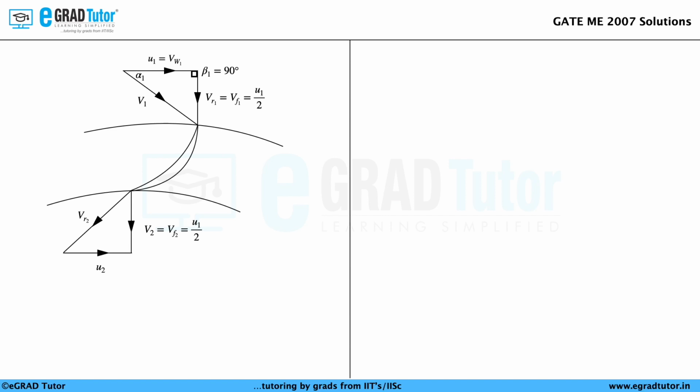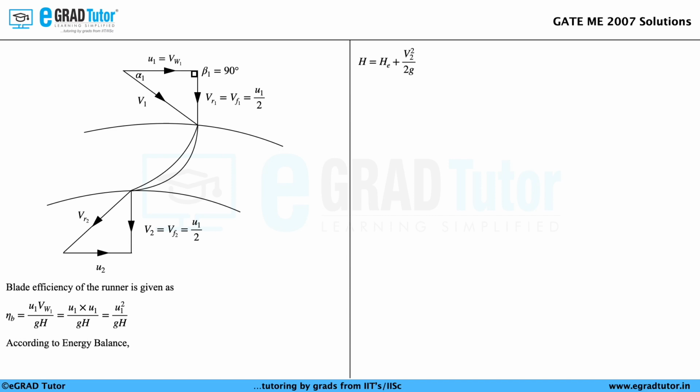Now, for any Francis turbine, the blade efficiency of the runner is given as eta B equals U1 VW1 by GH, where VW1 indicates the whirl velocity at the inlet and it is U1. So the blade efficiency turns out to be U1 square by GH. Now, according to the energy balance, we have H equals HE plus V2 square by 2G. Please note that there will be an unconverted kinetic energy, which is reflected by V2 square by 2G.